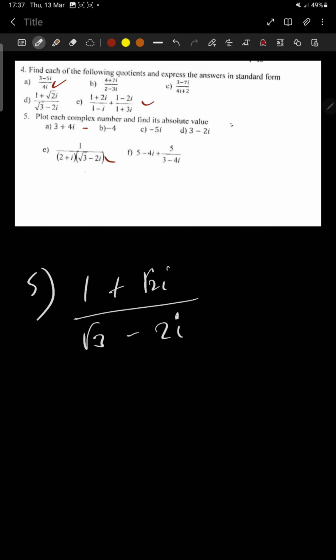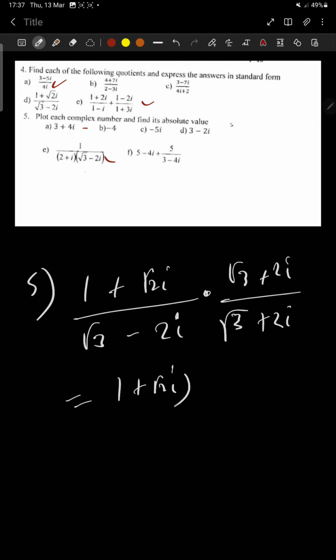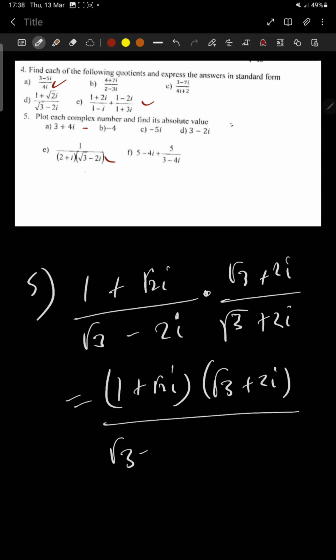Whenever anything involves an imaginary number, the conjugate should also involve an imaginary number. What is the conjugate here? The conjugate here will be square root of 3 plus 2i. That's it. So when you expand, you're going to have 1 plus square root of 2i, times square root of 3 plus 2i, over square root of 3 minus 2i times square root of 3 plus 2i.